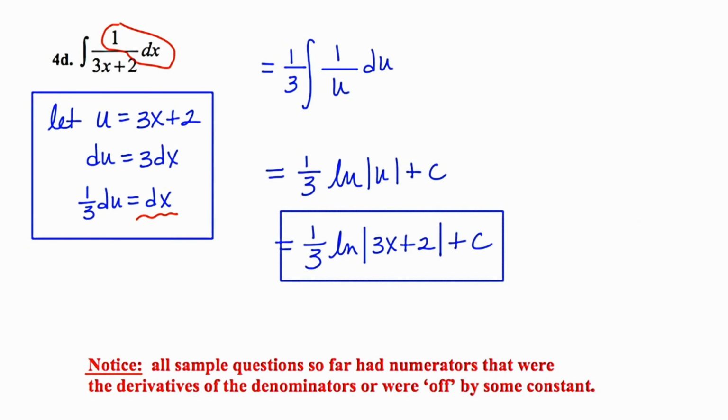Before finishing this video, let's just read the note in red at the bottom of the slide. It says, all sample questions so far in this video had numerators that were the derivative of the denominators or were off by some constant. What that is telling me is that there's going to be future problems where when we do the u substitution, we're not going to be off by a 3 or off by a 2 or off by a 4 or something like that. We might have an extra variable, and we will have to learn how to tackle those situations as they come up.